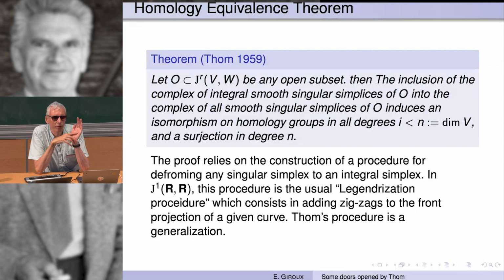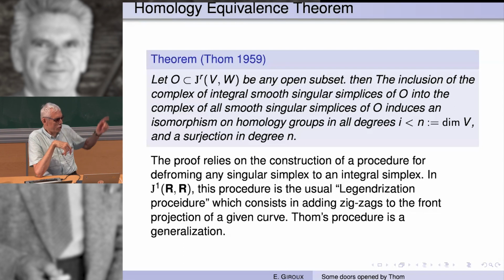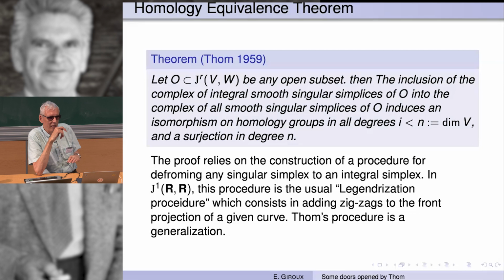So you take a curve in 3-space, which is, let's say, given by a section, which projects diffeomorphically to the first factor x. You take such a curve, and you project it in the xy plane. So you get a curve in the xy plane, which is not Legendrian at all. And you want to make it Legendrian.